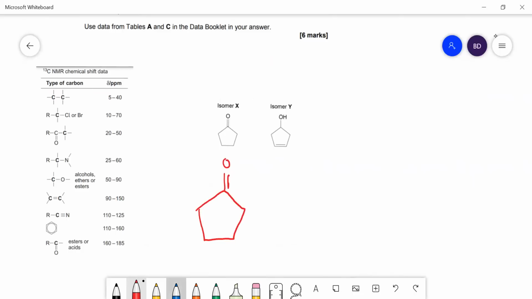How many 13C peaks is it going to have? It's going to have that one there. That's unique. These two are the same. That's going to give you 3 peaks. So let's see, can we distinguish them by the number of peaks alone? I don't think we can.